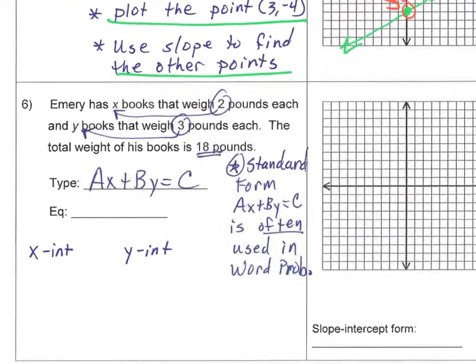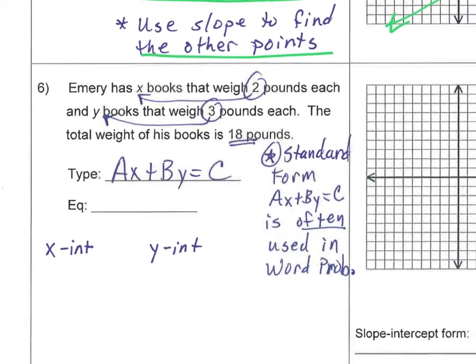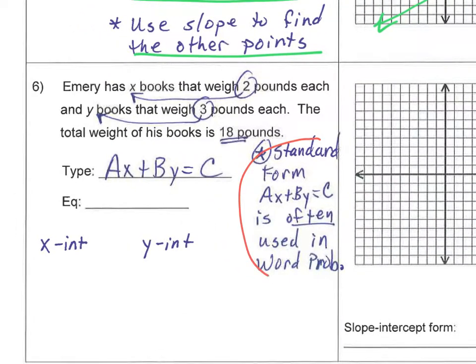Now, this is a word problem, so I want to take a little bit of time to make sure you see my note, which says that the standard form, ax plus by equals c, is often used in word problems. So whenever you see a word problem, you should be thinking, I'm going to need to write it in standard form. So let's read it, and I'm going to go through and read it twice.